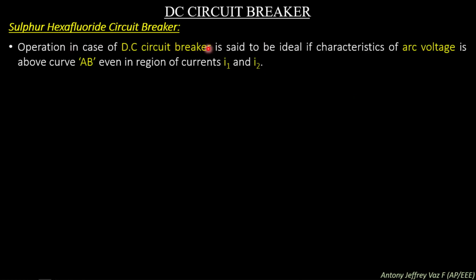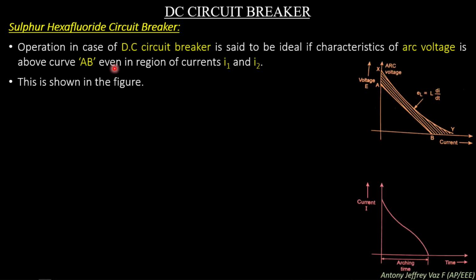Operation in case of DC circuit breaker is said to be ideal if the characteristic of arc voltage is above curve AB, even in the regions of current I1 and I2. So DC circuit breaker can cut off the arc only when the arc voltage and the inductor voltage lie on the straight line AB, or above the line AB. This is shown in the figure. You can see this is the straight line AB, which is the drop E minus IR, and below this the arc voltage is present, and above this line inductor voltage is present.